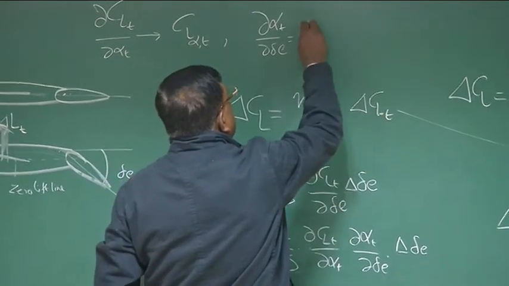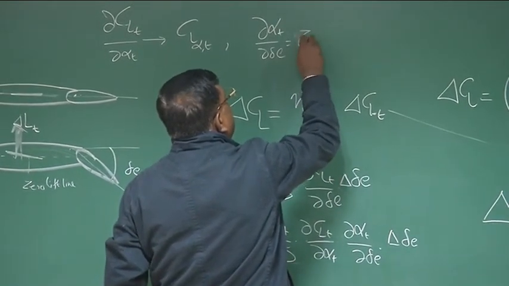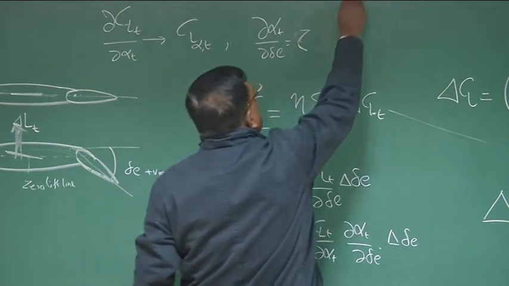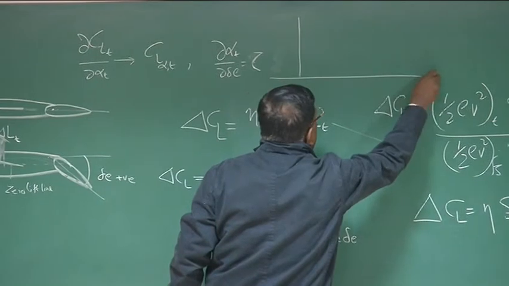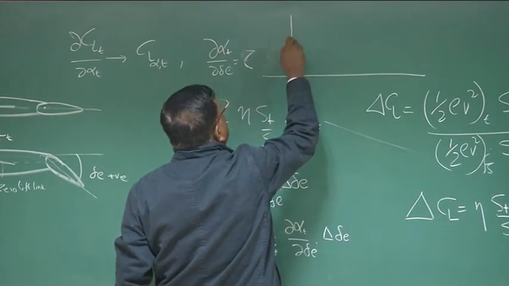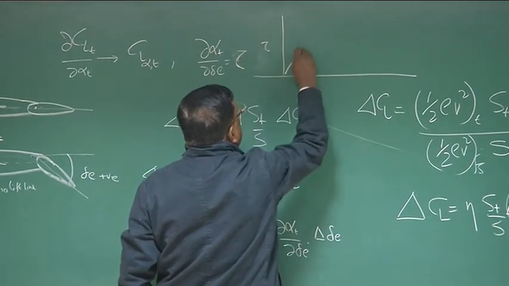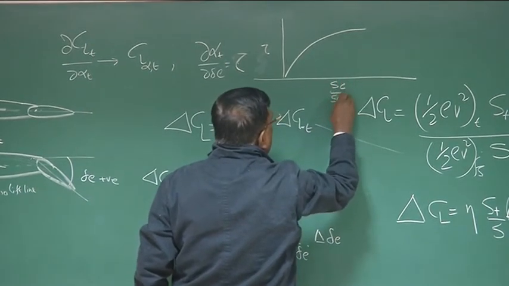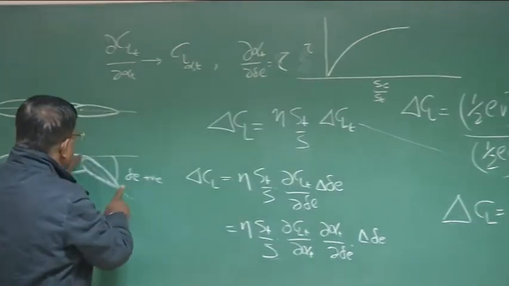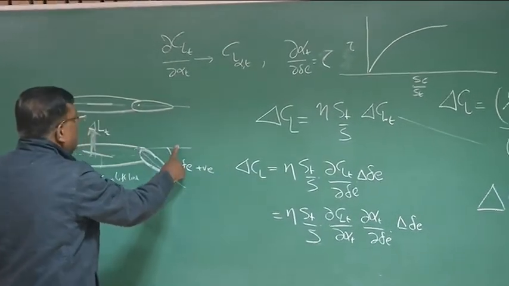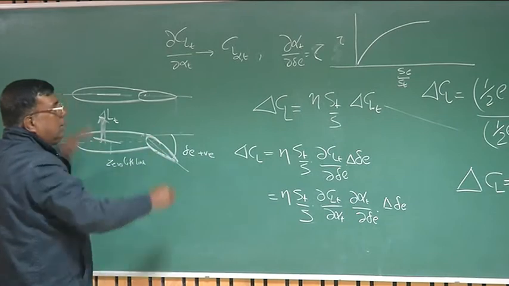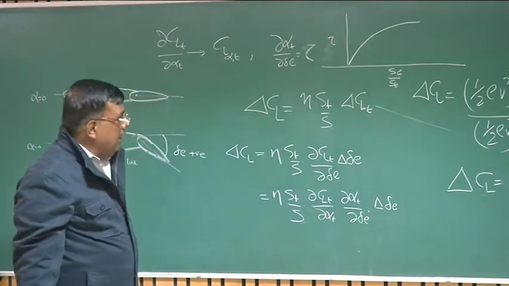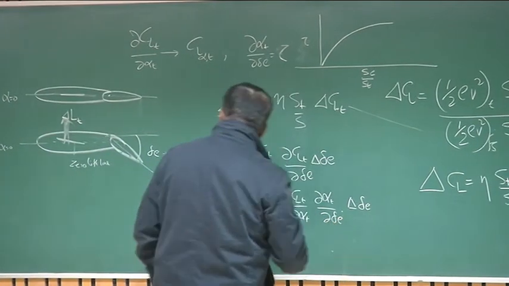Let me give a notation as tau, which is called the flap effectiveness parameter, which I have already explained. And this can easily be computed by an empirical chart, where tau is SE by ST, where SE is the elevator area and ST is the total tail area. This is ST. Okay? So you can easily find this, and the typical value is 0.4, 0.5, as I have told you. So now, what happens?